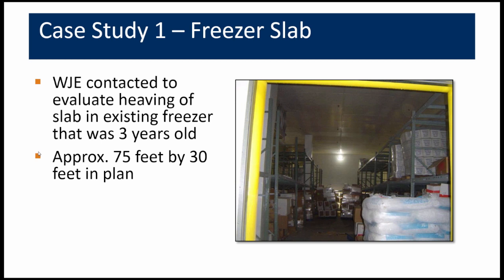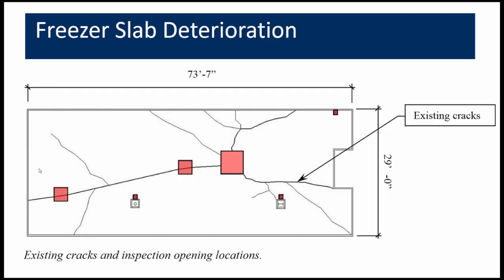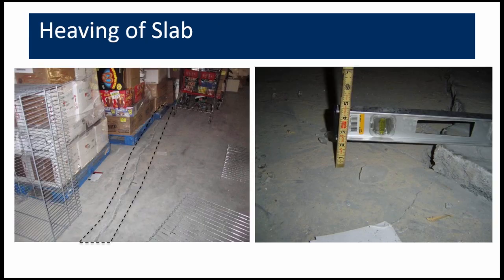This had gone on for a long time, and no one really expressed much concern about the slab itself. In this photo, you can see the racks that were anchored to the slab rotating and pushing those freezer walls out. This is a good example of how little attention the slabs sometimes get before something really becomes a concern. The freezer slab itself was about 2,100 square feet, and these red boxes in this photo illustrate some of the inspection openings we made, and obviously the cracks. There's a really large fault line down the middle of it.